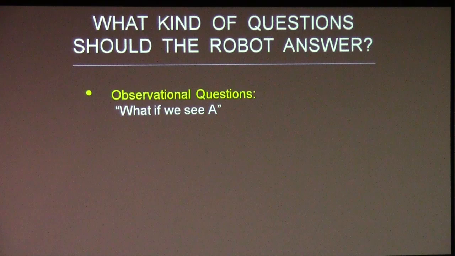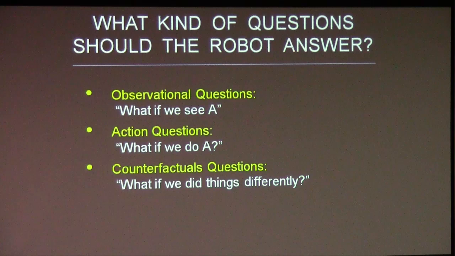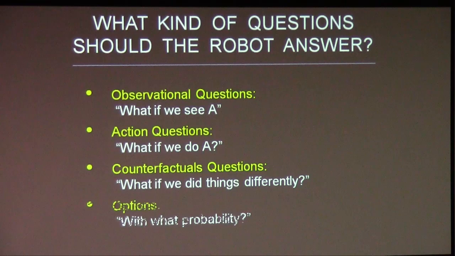And now let's ask ourselves what kind of question we want the robot to answer. I classify them into three layers in a hierarchy which require different treatment. One is observation: what if I see? Next one, what if I do? And the third one, what if we did things differently? It's a counterfactual.